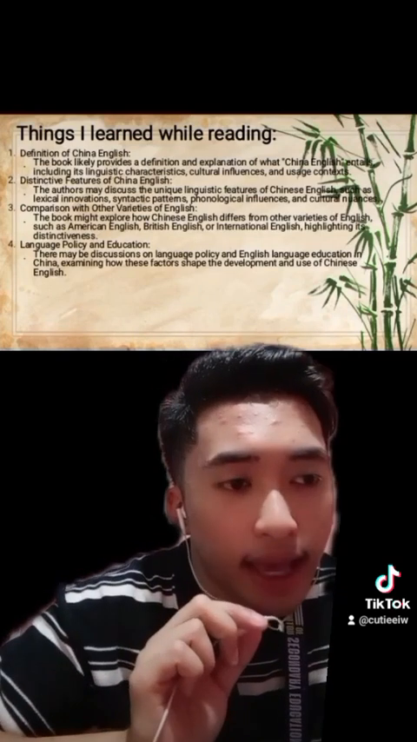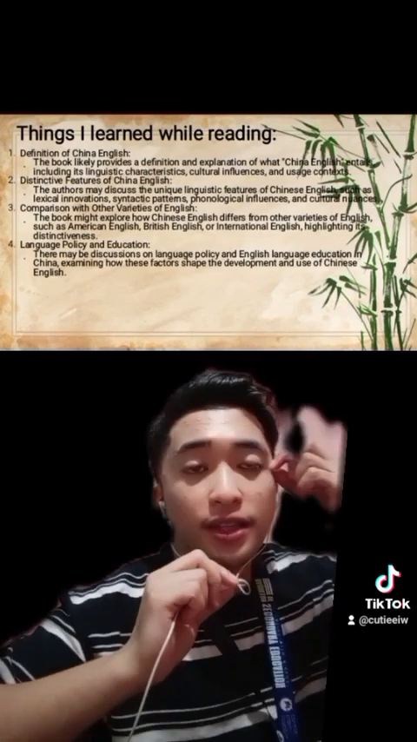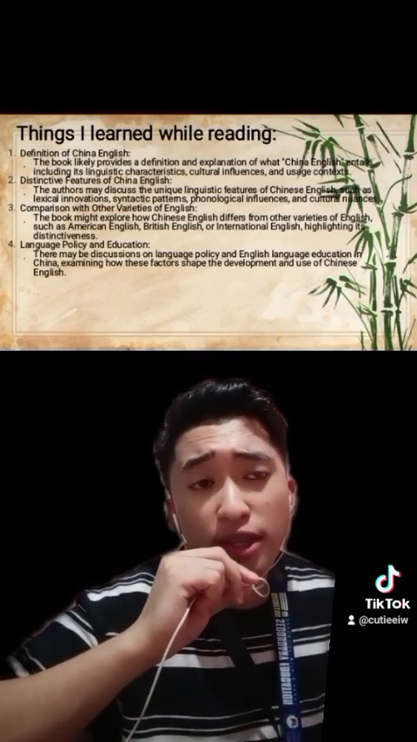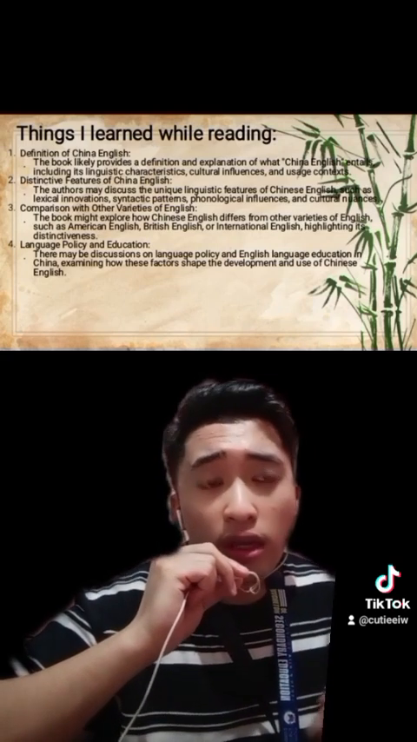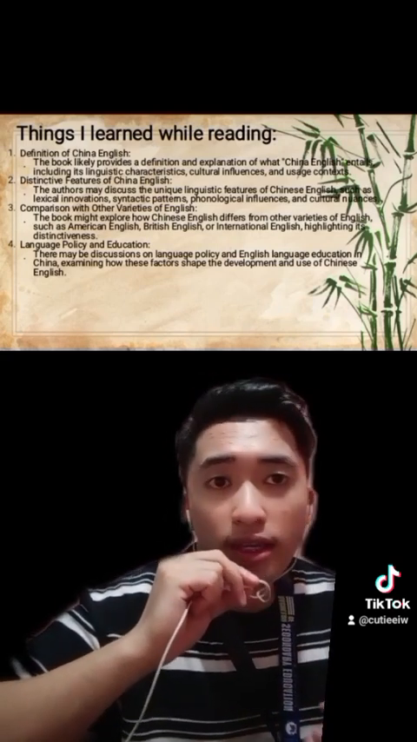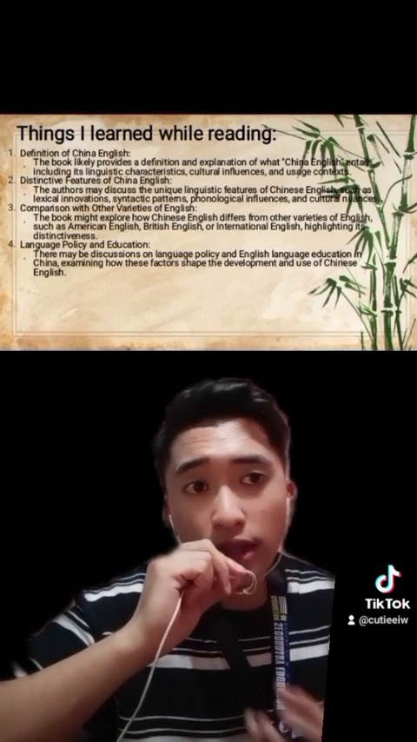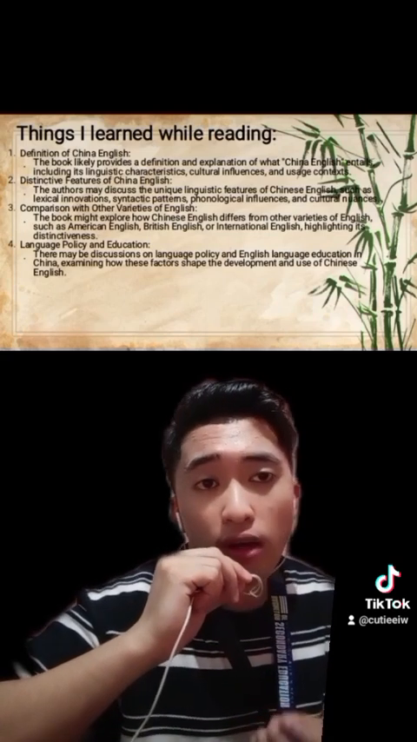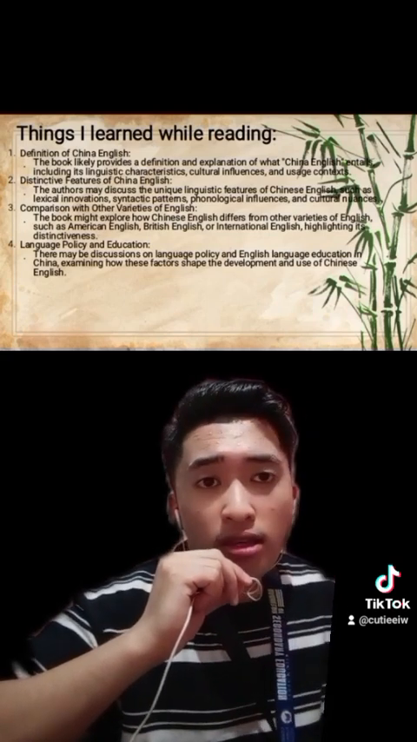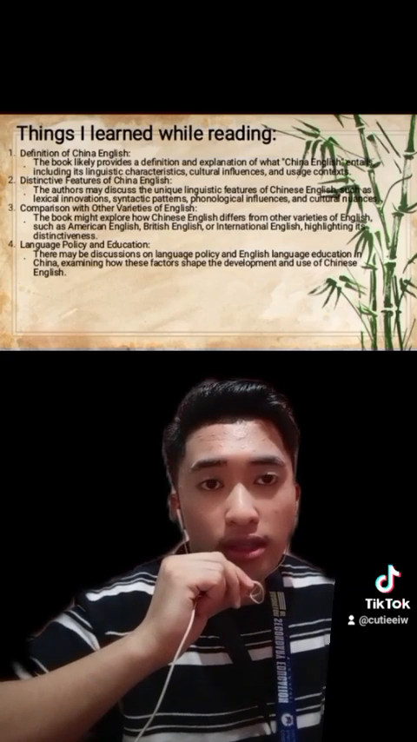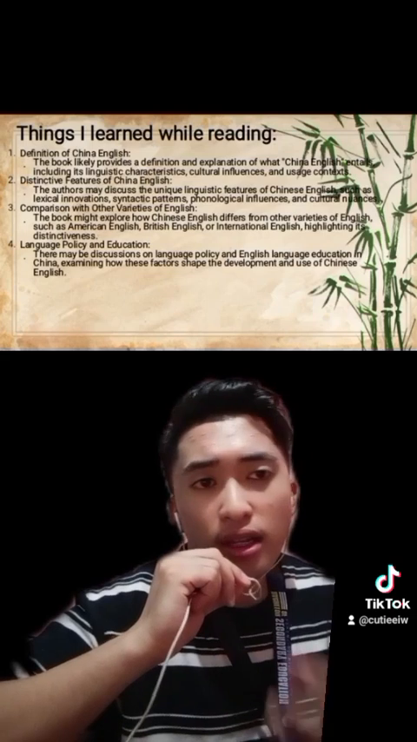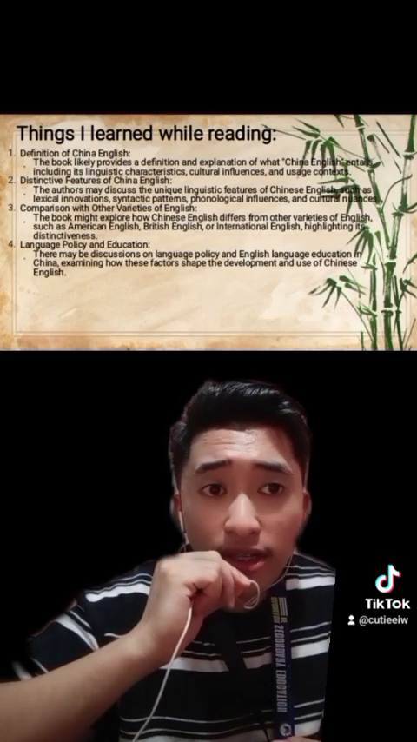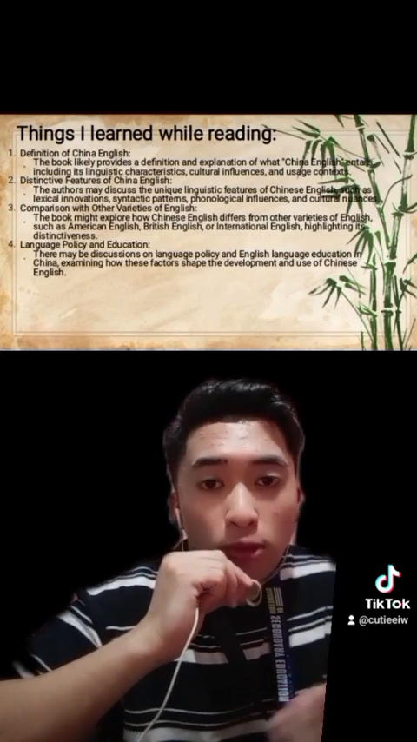And lastly, these are the things that I learned while reading. The first one is the definition of China English. I learned that the book likely provides a definition and explanation of what China English or Chinese English entails, including its linguistic characteristics, cultural influences, and usage contexts. The second one is the distinctive features of China English. The authors, Yang and Dai, may discuss the unique linguistic features of Chinese English, such as lexical innovation, syntactic patterns, phonological influences, and cultural nuances.